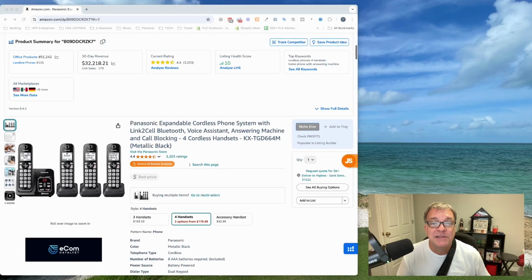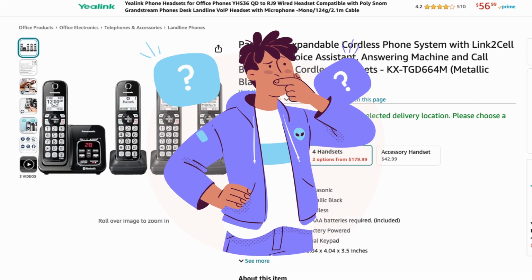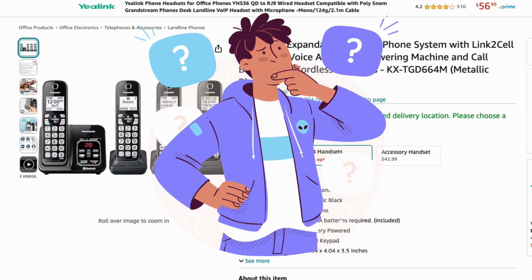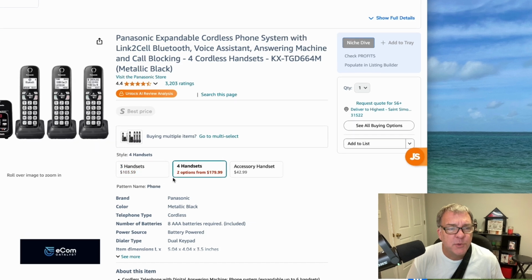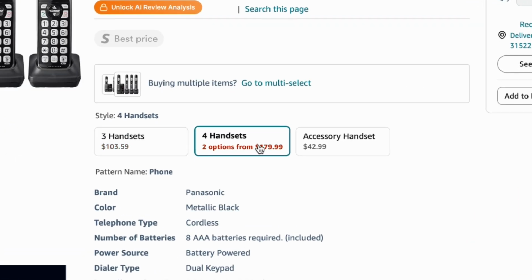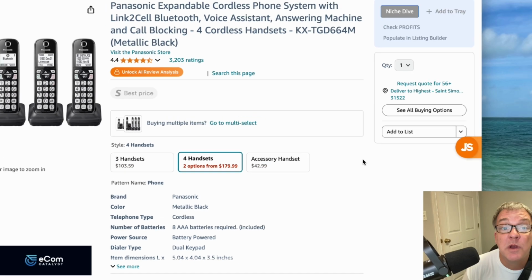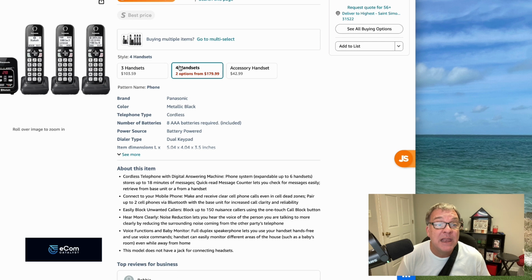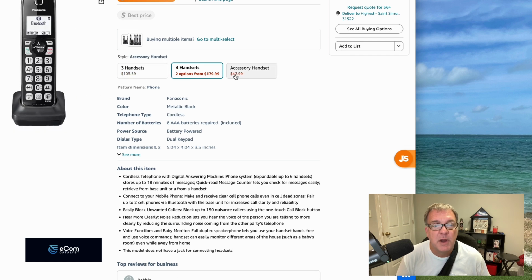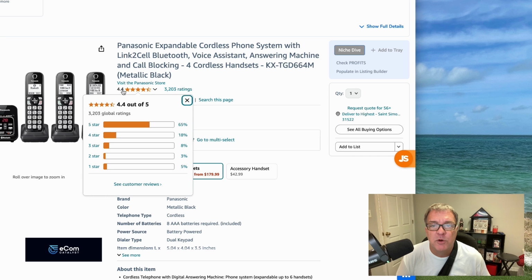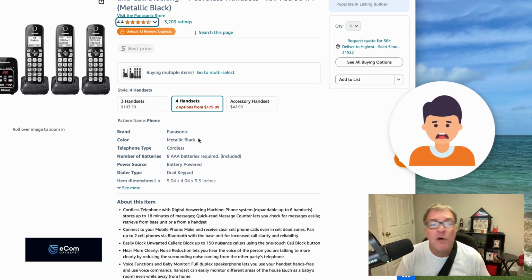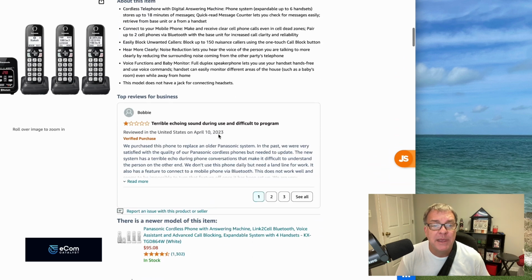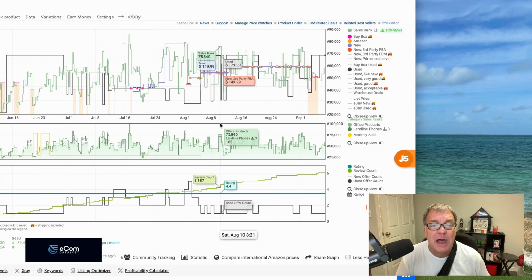I bought cordless telephones. That's right. Would you believe that people still buy landlines? Panasonic expandable cordless phone system, all right? And so look, when I looked at this product, I said to myself, there are 3 variations. There's the one with 3, 4, and then just an accessory. And this is where the Keepa chart came in very handy, because they all share the same sales rank. They all share the same 4.4 star reviews. So you can easily get screwed if you buy the wrong variation. So one way to know which variation people like is with Keepa.